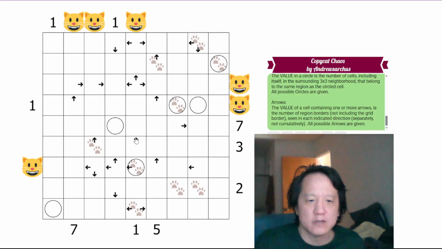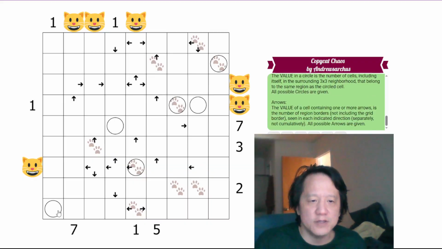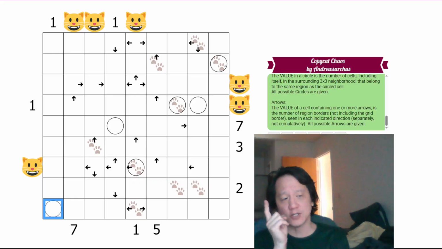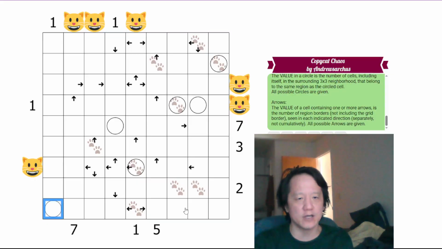Let's go. Okay, arrows. Actually, not arrows. Let's start with circles, especially on the edges. This can only have 4 cells in the same region as it, up to 4 cells. And it cannot ever have 1 cell in the 3x3 because you're always going to have to orthogonally connect outward.